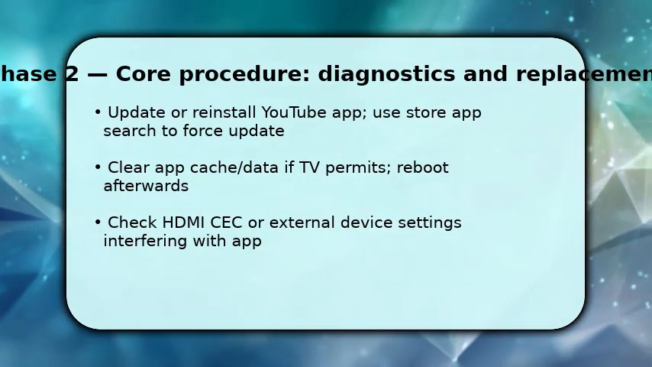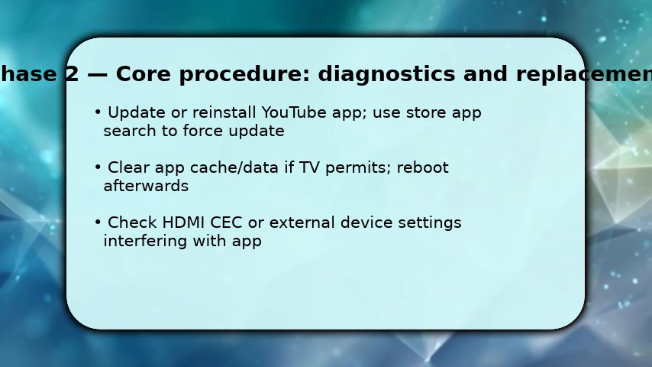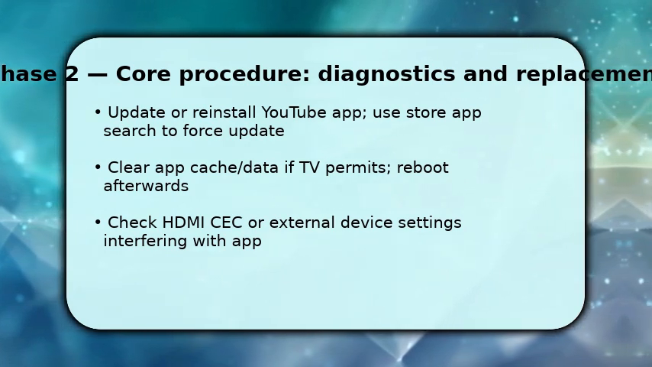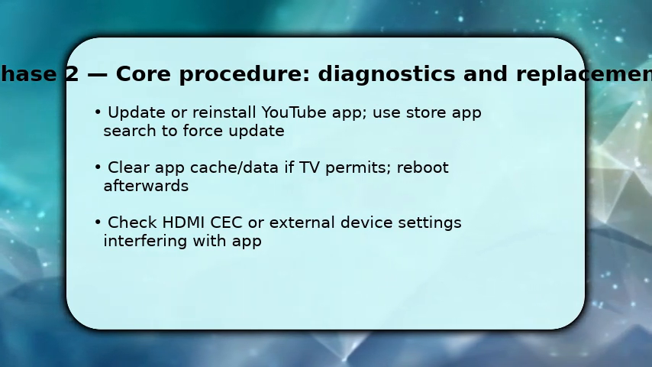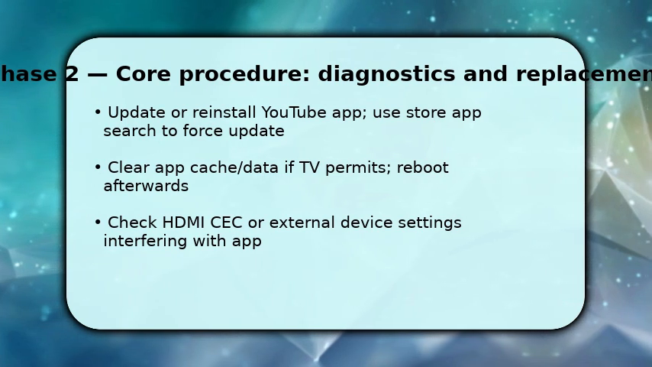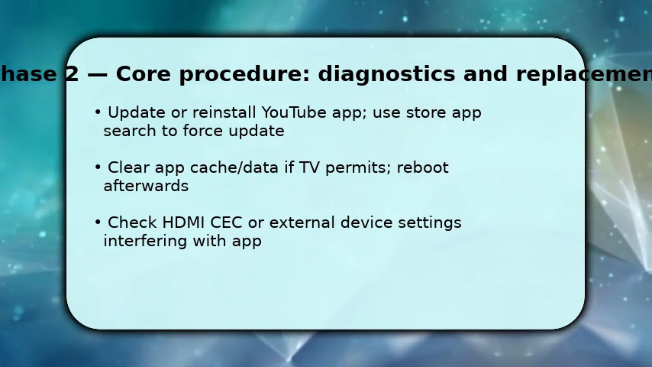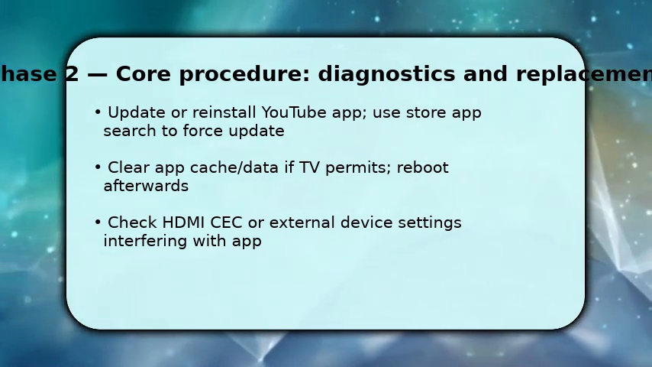Open the TV App Store, search YouTube, and choose Update or Uninstall, then Reinstall. This replaces corrupted files. If your TV settings allow, clear the app cache and app data to remove stale configurations, then reboot the set. Also inspect HDMI and external device settings.